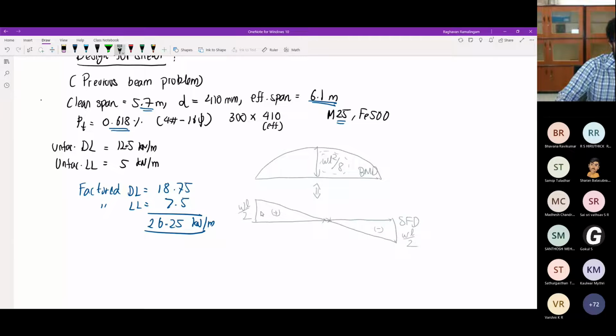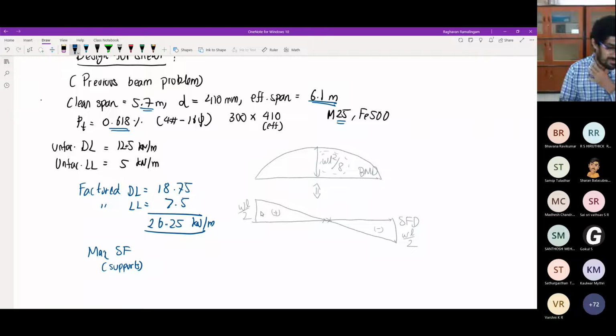Calculate it. How much? 80.06. Okay, 80.06. It seems very less. I hope I get a shear force which is enough to actually do design. Let me see.